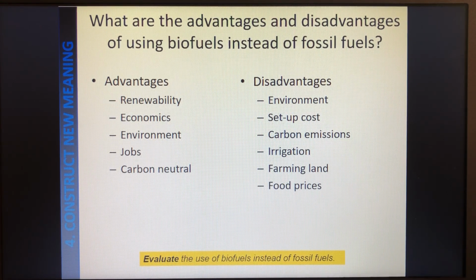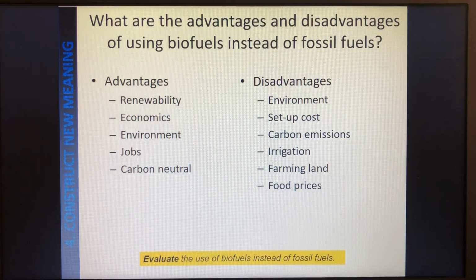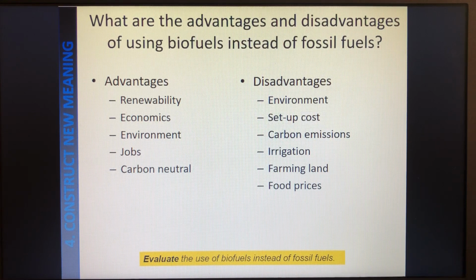There are economic advantages, and there'll be more jobs because you'll have people creating the biofuels, planting the sugarcane, that kind of thing. The advantage to the environment could be seen as linking to that carbon neutral idea, that we're putting more plants into the ground, so they're going to be taking in that carbon dioxide as they photosynthesize, and even though they're releasing it again afterwards, they're doing that positive good whilst they're in the ground as a plant.